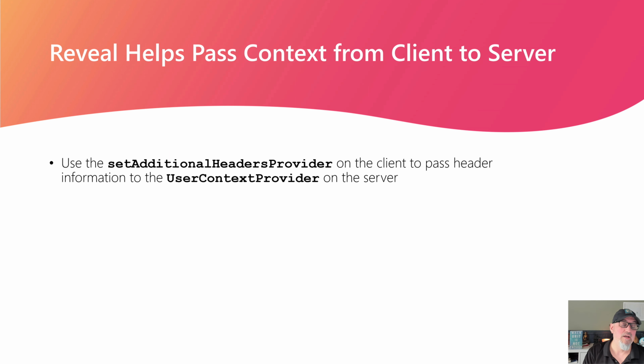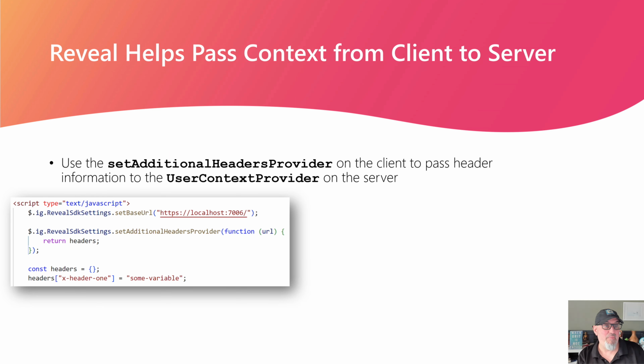So on the client, we have something called set additional headers. Set additional headers allows you to pass information from the client to the server. And then in the server, we have something called the user context provider, which can pick that up. And then every single method that Reveal uses to access data, we check the user context to see if you have something in it and if we should use it in some way, maybe in a query, a parameter, etc.